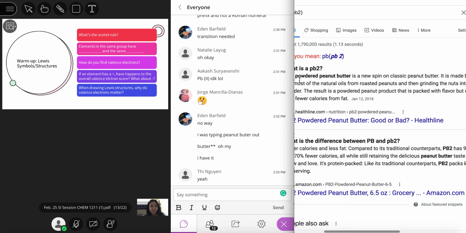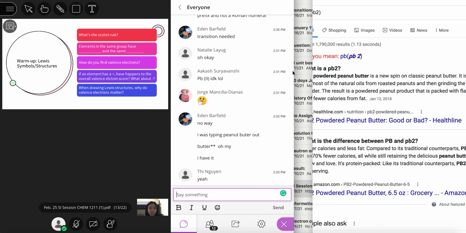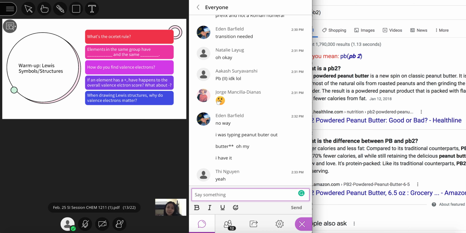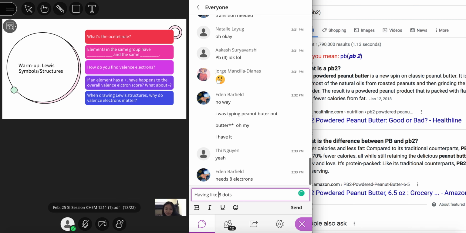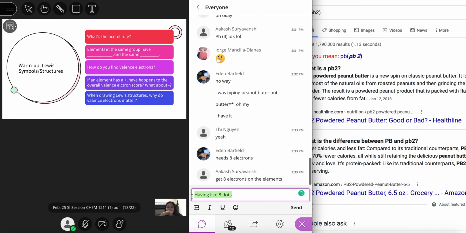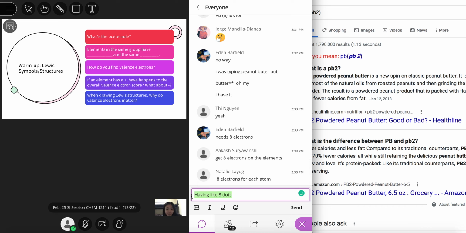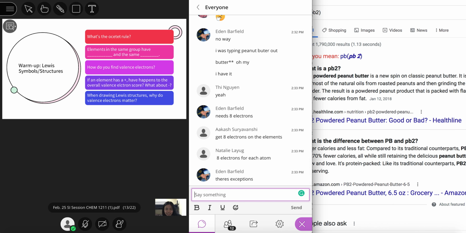Perfect. So we're doing Lewis structure symbols. What's the octet rule? This one's pretty simple. How you draw like Bohr models, Lewis structures. What's the rule? What's the structure it goes into? Anything else? Okay, is it for every single one? You need 8 electrons? Are you sure? Do we have any other takers? There's exceptions?